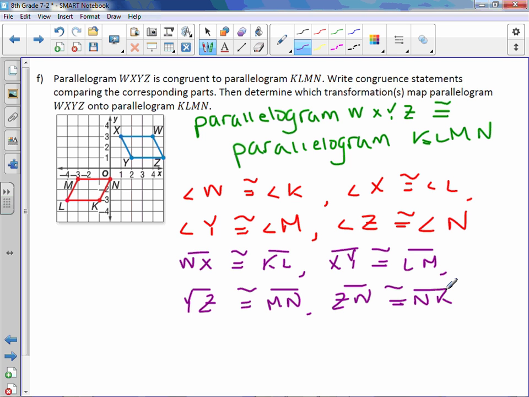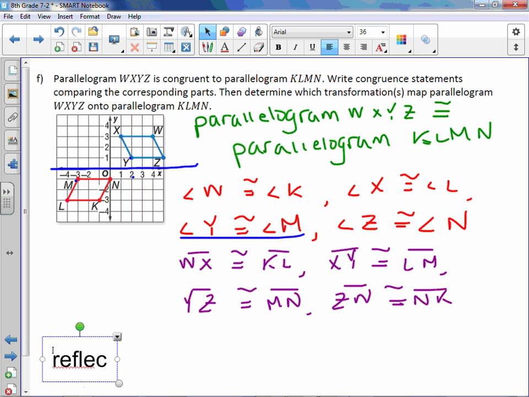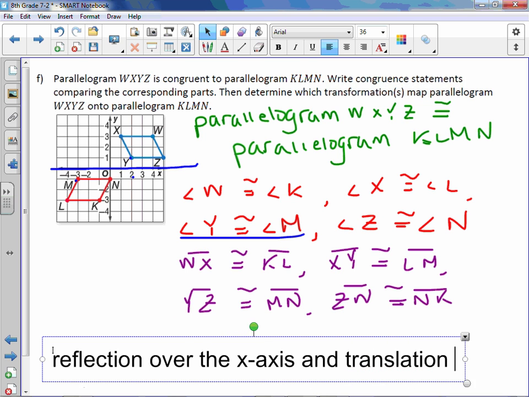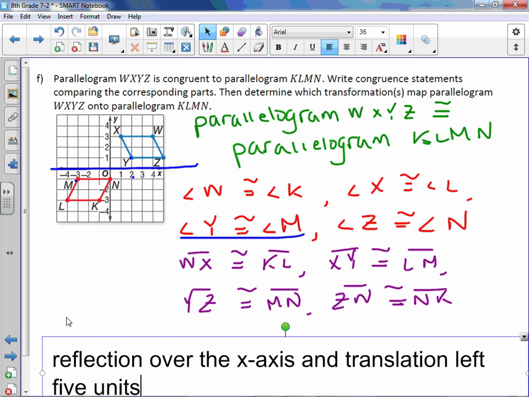Well, I know Y is congruent with M, and I'm just picking a random set of angles. Doesn't matter. You can pick whichever one you want. Well, how did I get from Y all the way to M? Well, it looks like I reflected over the x-axis. And when I reflect over the x-axis, my point ends up right here. And I still need to get to M. 1, 2, 3, 4, 5. So it looks like we had a reflection over the x-axis and translation left 5 units.